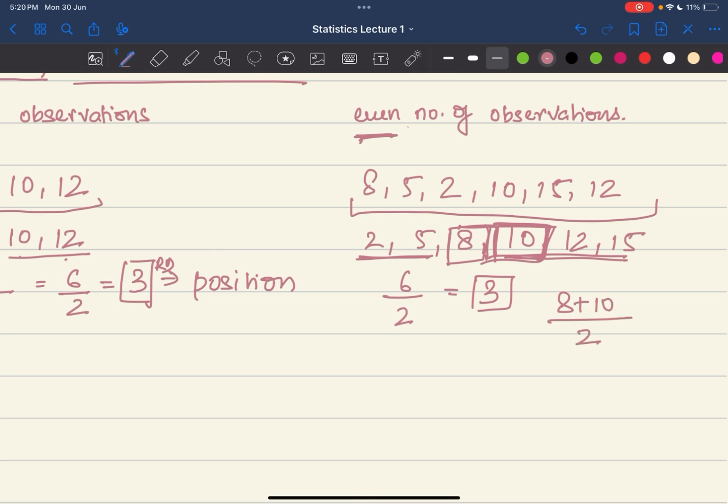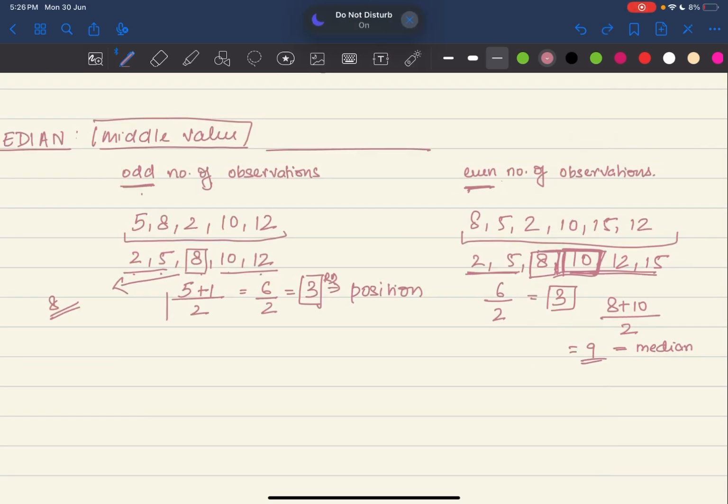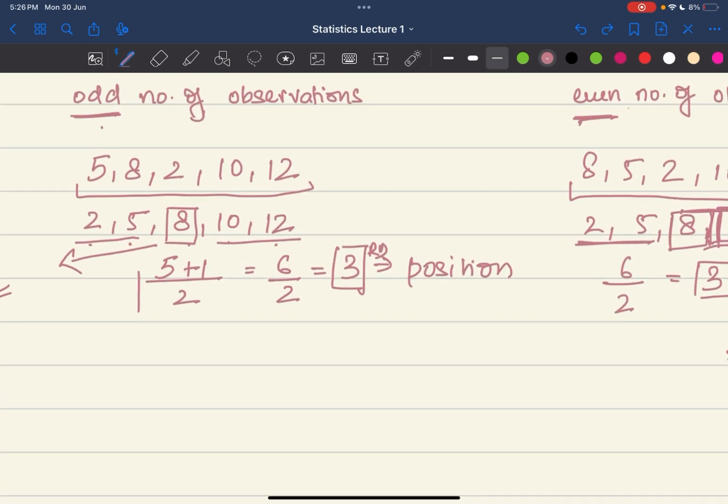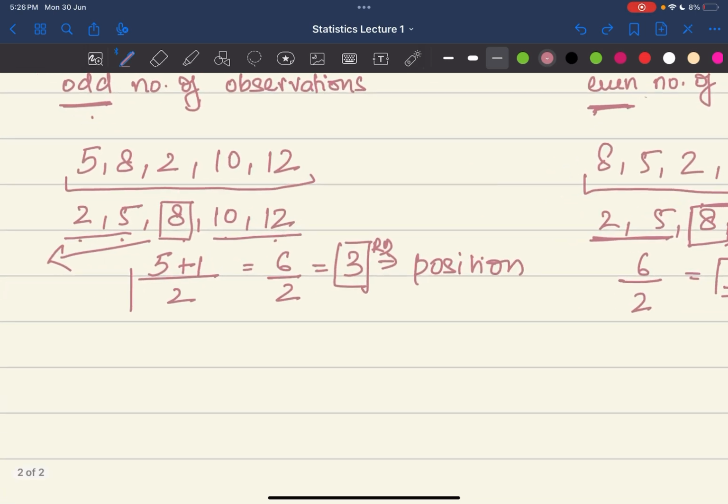We'll take the average of both the numbers, which gives us 9, and that becomes our median value. I hope that's clear. Now you might have a doubt: why did we add 1 when we had an odd number of observations? So let's see why. We have 5 observations here.